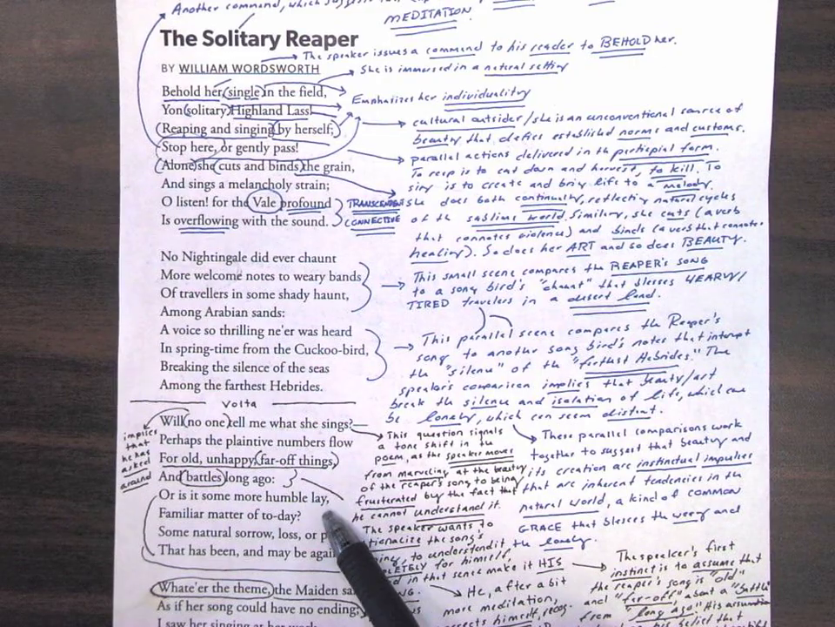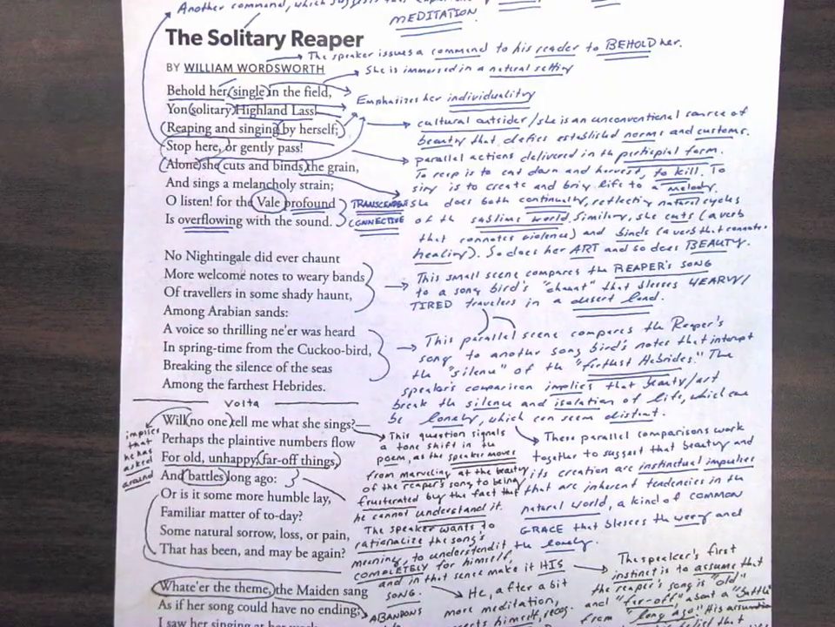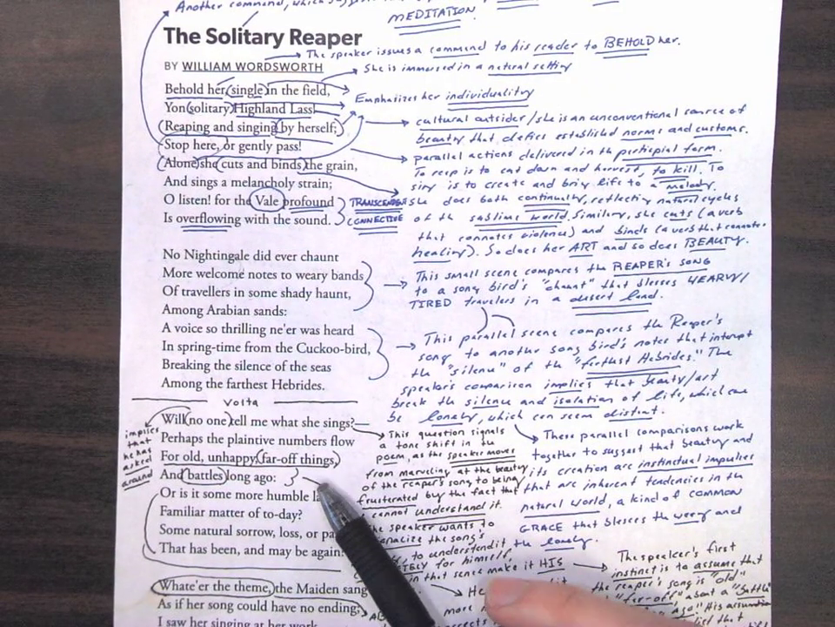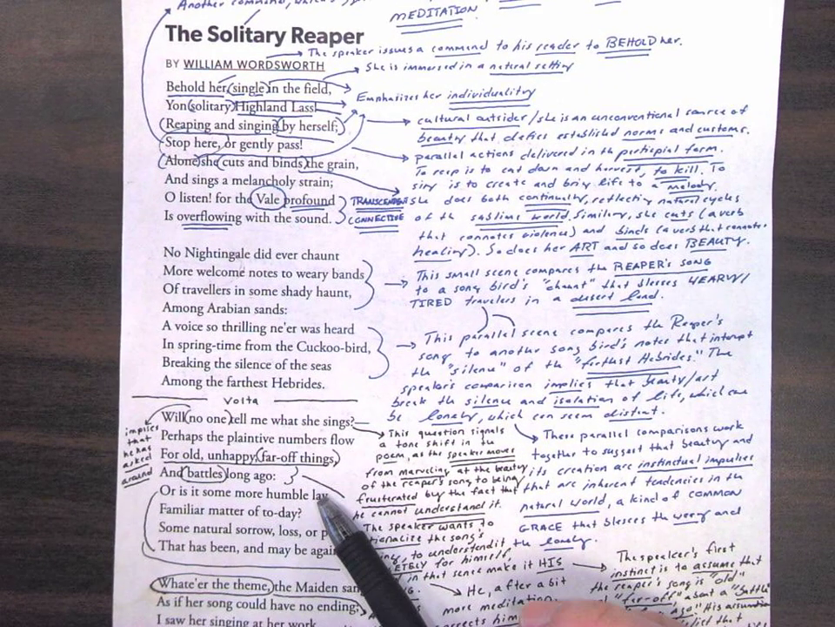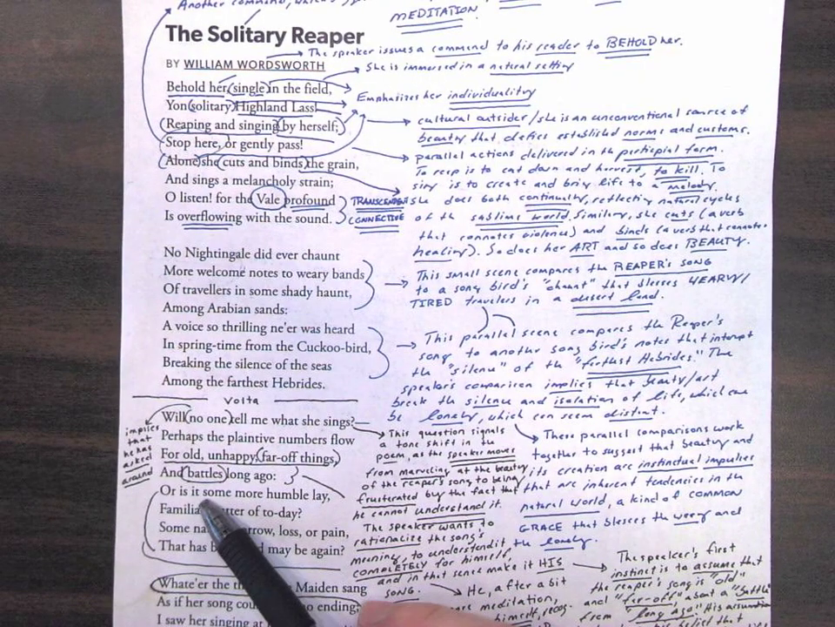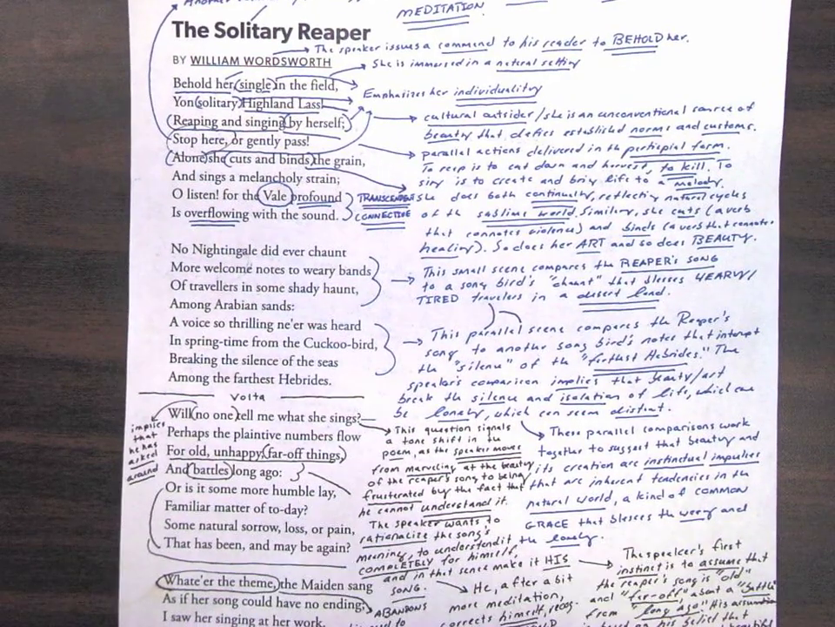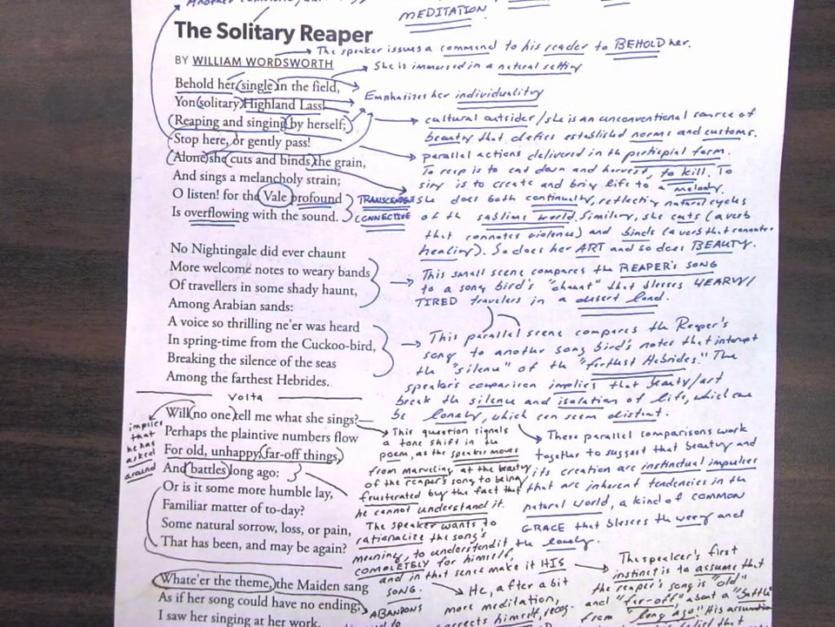But then the speaker corrects himself. After further meditation, he has to think about it longer. He has to check these assumptions. He has to meditate and behold for a few more lines. Or is it some more humble lay? Lay just means song. Humble there means sort of low, or mundane. Mundane just means daily, normal. Not epic, not far off, but daily, normal.